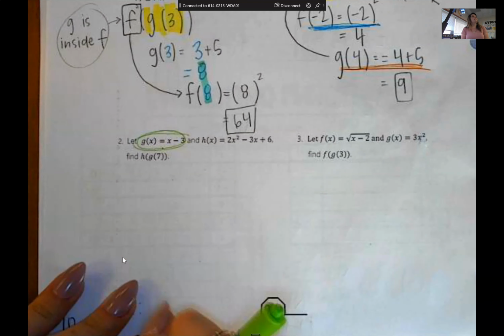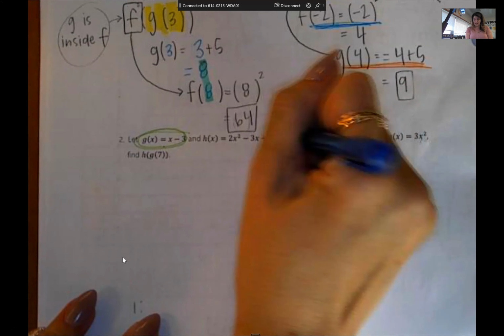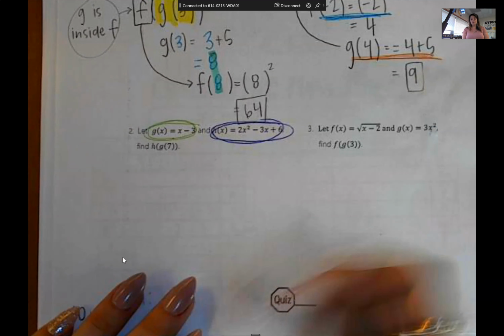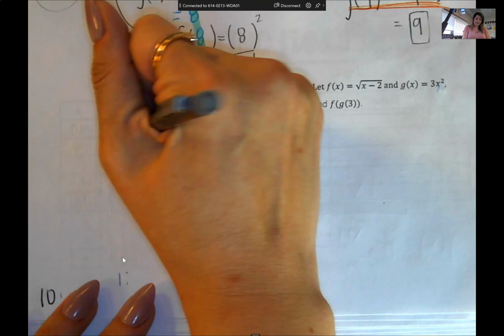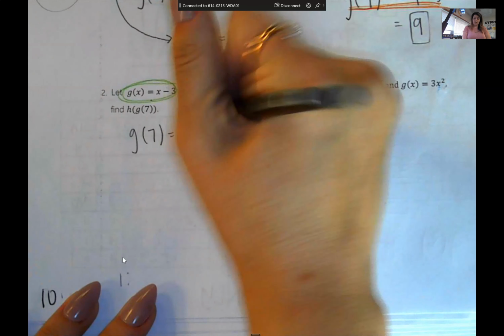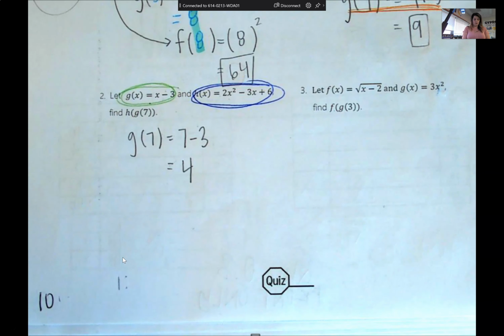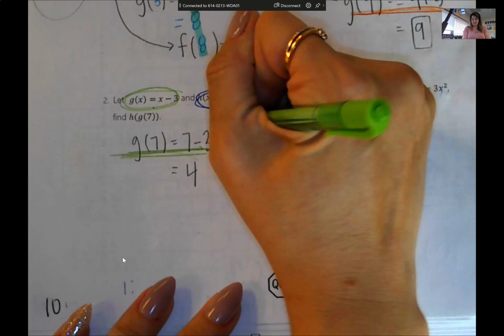So the first one's easy, x minus 3. The second one you guys probably think is still easy. It's just a little bit more complicated than that other one. So this guy is h, and he's 2x squared minus 3x plus 6. Okay, based off what you see here, what should we find first? G of 7, which is 7 minus 3, which equals 4. So we did the green function first because it was inside.